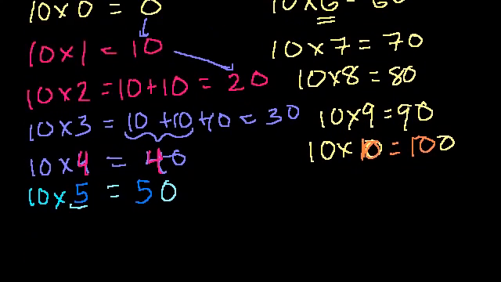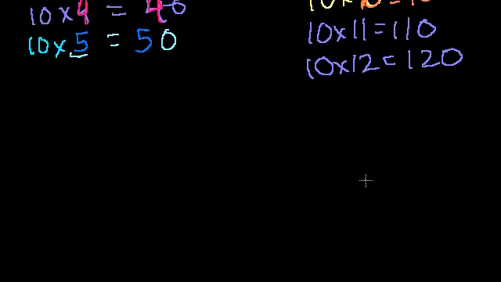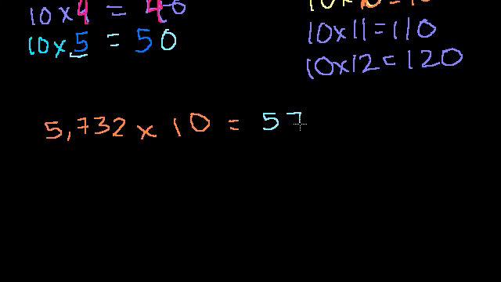Let's keep going. So 10 times 11 is equal to 11 with a 0 behind it, 110. Finally, 10 times 12 is equal to 120. Now, just for fun, these are your 10 times tables, but now that you know the pattern, you can do anything. If I asked you what 5,732 times 10 is, what's it going to be? It's going to be this number with just one more 0. So it's going to be 5732 with a 0 behind it.